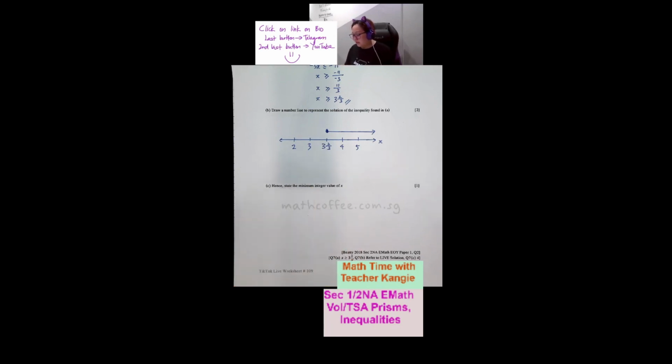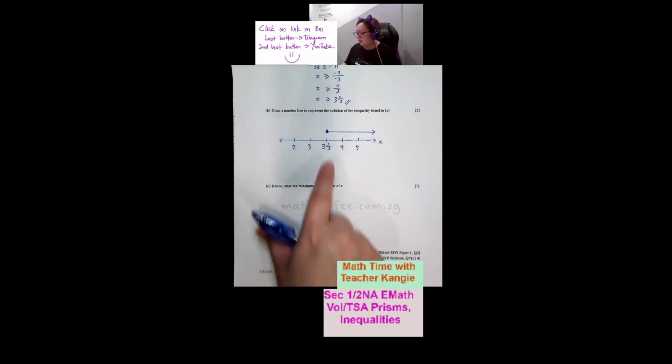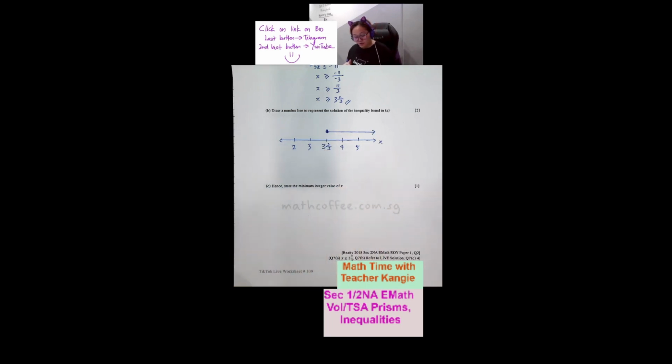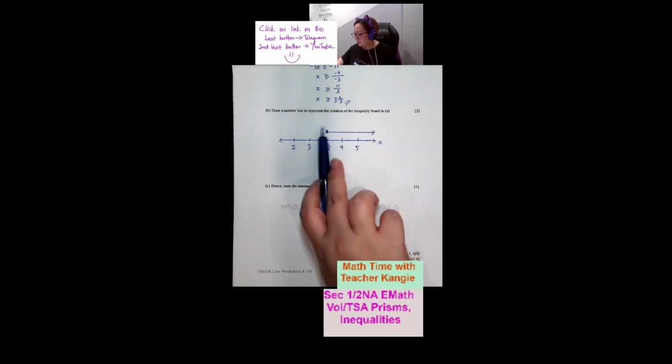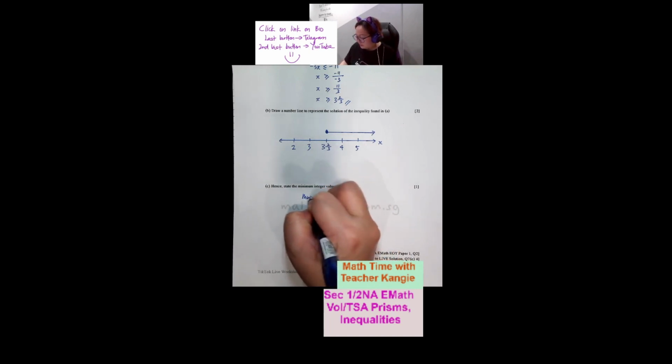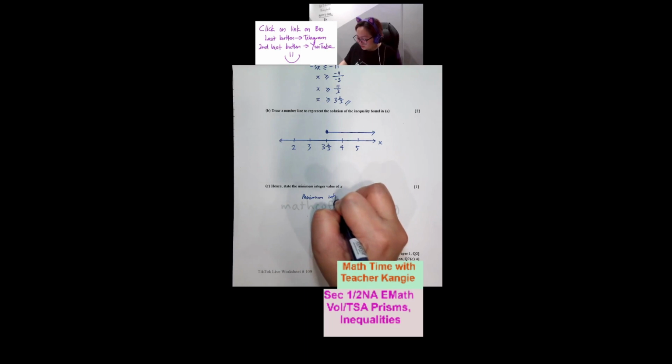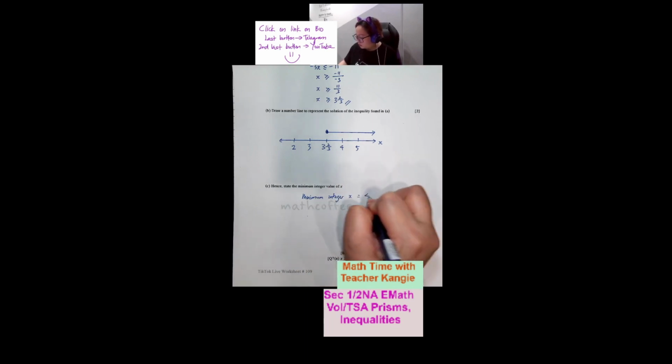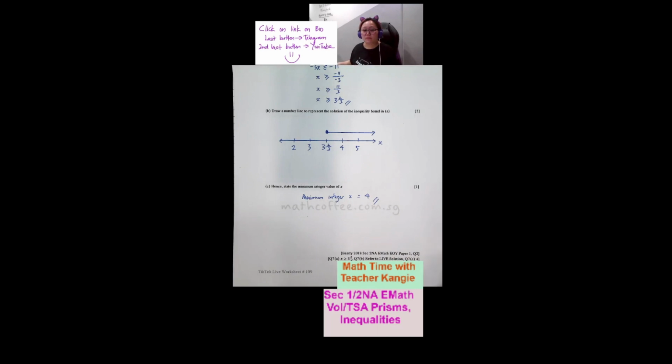Next, hence state the minimum integer value of x. Okay, look at the range. What is the next integer? Integer means a whole number. So this 3 2/3 is not included. So what is the minimum integer value of x? You can see from here the smallest integer value is 4. So we will say that the minimum integer x equals 4, and we are done. Okay, so that is for question number 7.